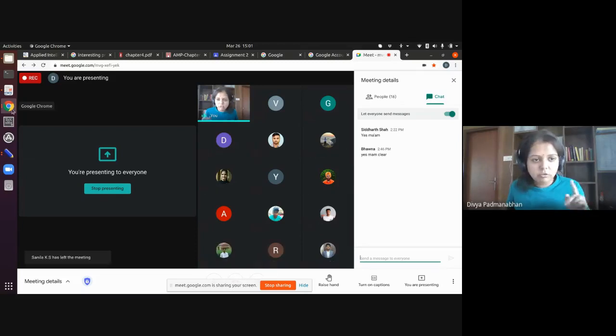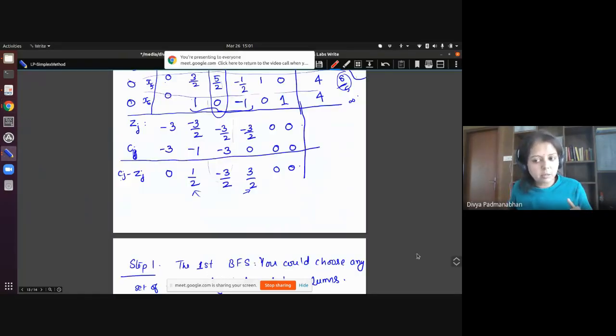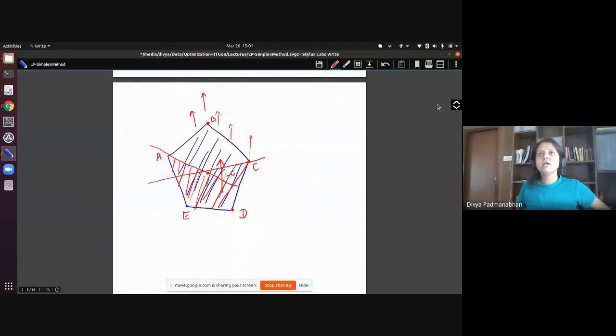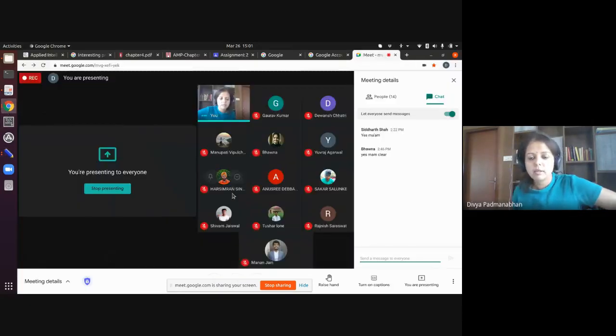Regarding your question, in the process of including slack variables, perhaps this system boils down to another system which makes it convex, where the original objective will not change. That could be one way to think of this. But anyway, I will think of it more formally and let you know. Okay.